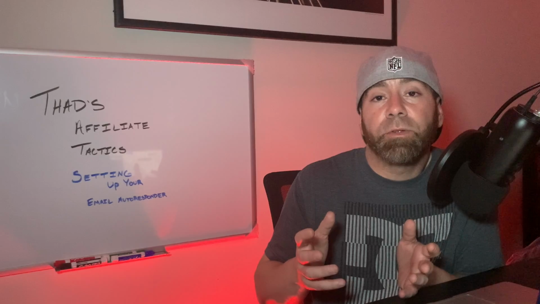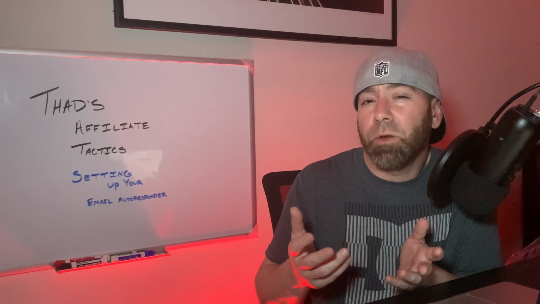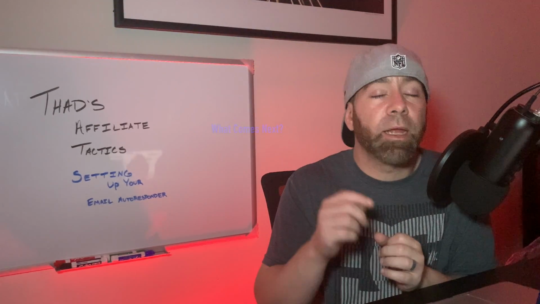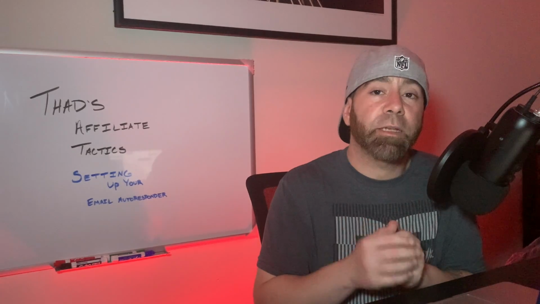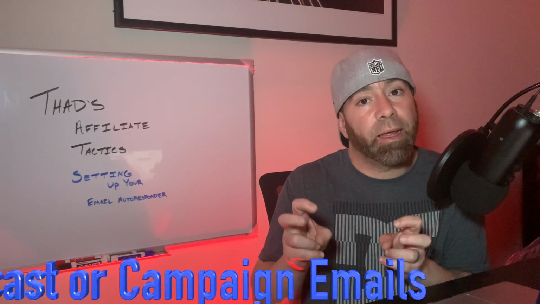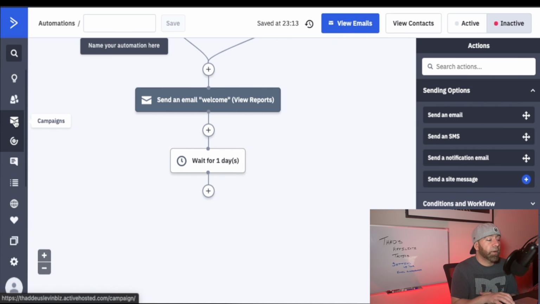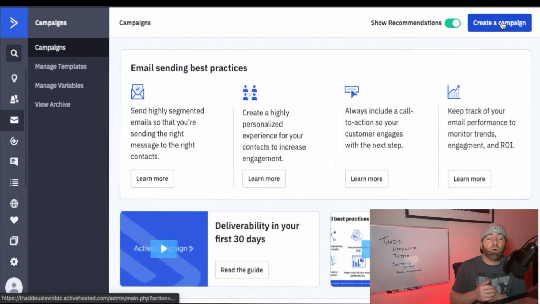Okay, so now that you've set up all of your first campaign sequence, what do you do after that? You want to continue to stay in touch with these people, and you do that by sending them broadcast emails, or what ActiveCampaign calls campaigns. Now, in order to do that, you'll just click on the left-hand side, click campaigns, and from there, just click create a campaign.